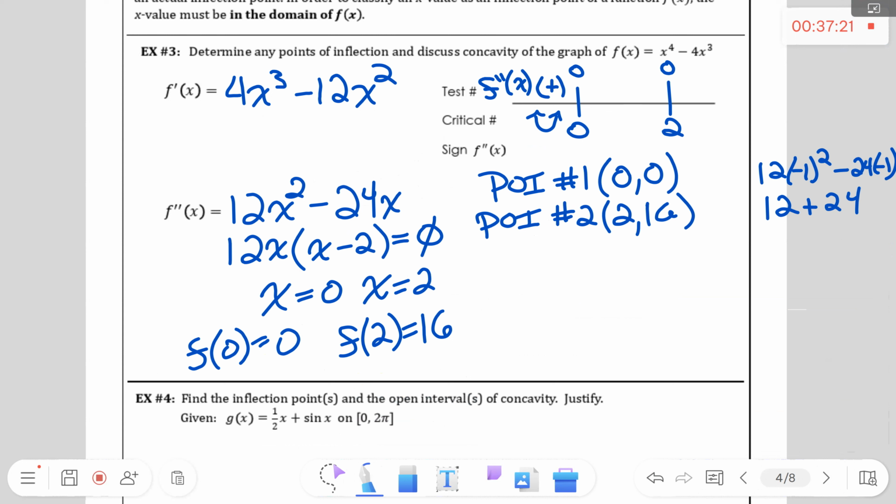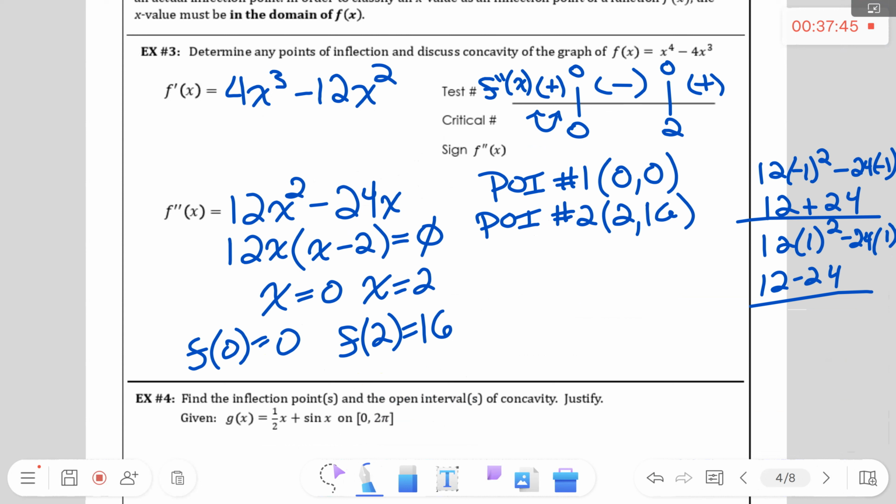What's the number between 0 and 2? 1. So at 12 times 1 squared, minus 24 times 1. So that's 12 minus 24. That's going to be negative. Let me put a line here. Negative. Cool. Number bigger than 2? 3. I'll just go ahead and tell you that one's going to be positive. We're at concave up, concave down, concave up again.